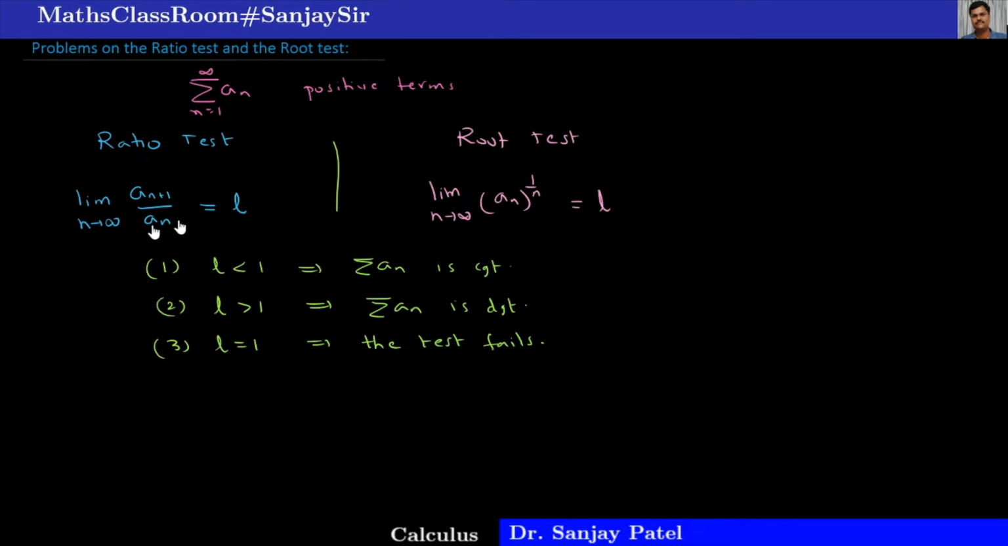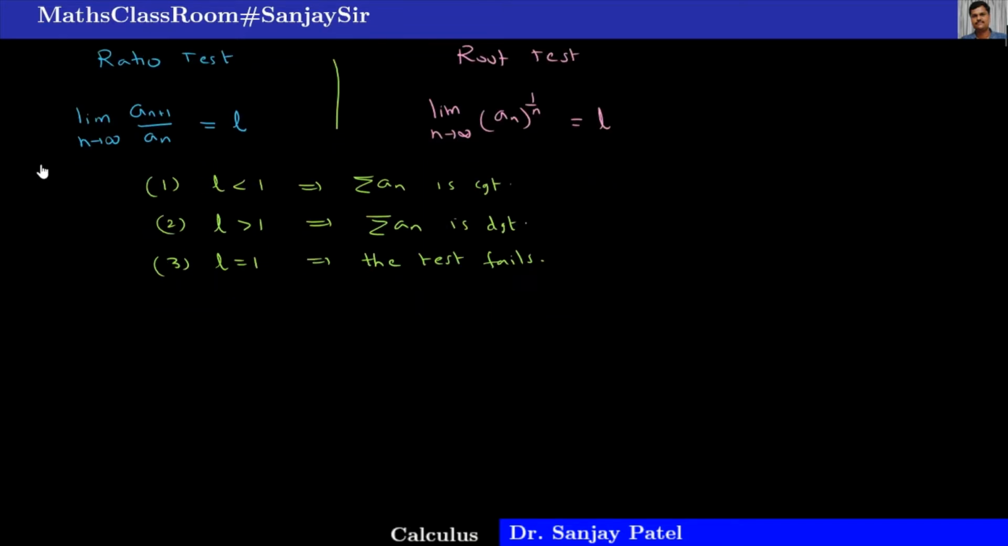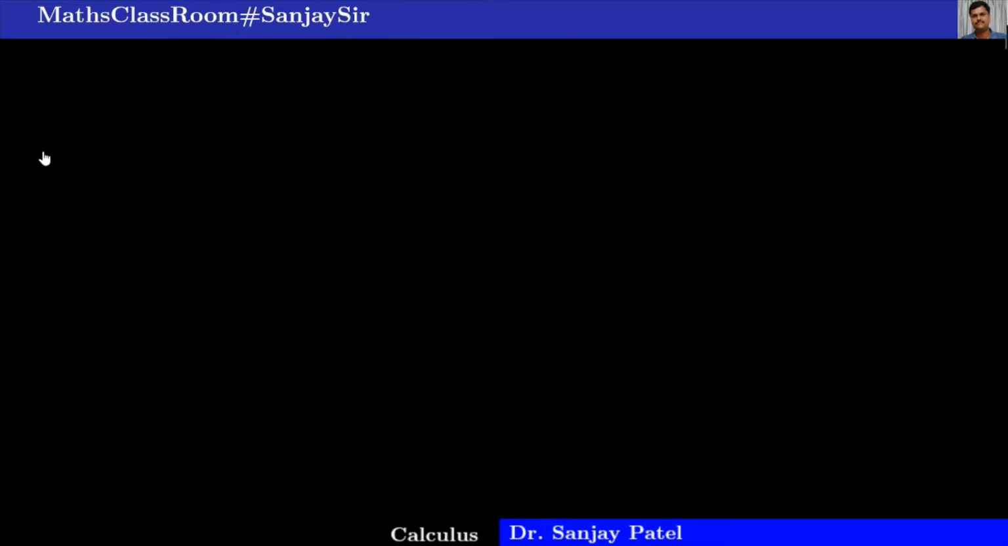So whether we apply the ratio test or root test, if the limit is L, then for L less than 1, we get sigma an convergent. For L greater than 1, sigma an is divergent. So let us take examples based on these two theorems to understand how to apply these results.